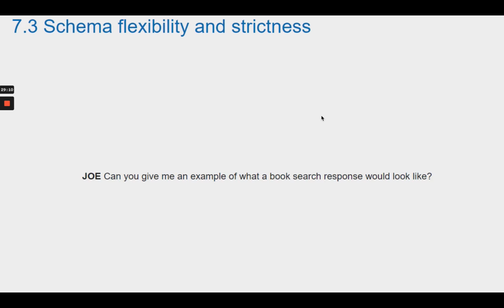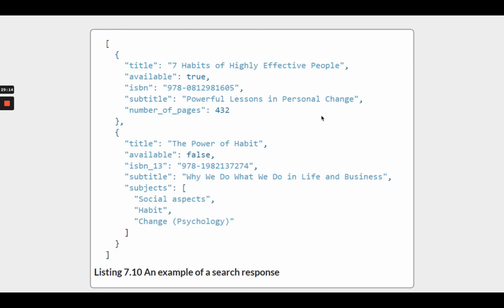Section 7.3, Schema Flexibility and Strictness. Joe, can you give me an example of what a book search response would look like? Theo, take a look at this example. It's a search response with information about two books, 7 Habits of Highly Effective People and The Power of Habit.